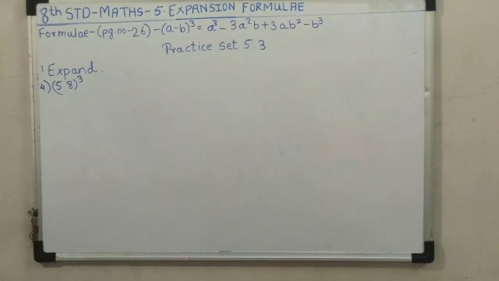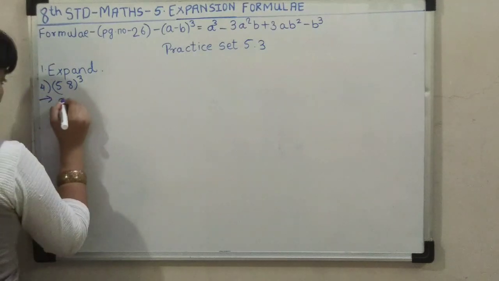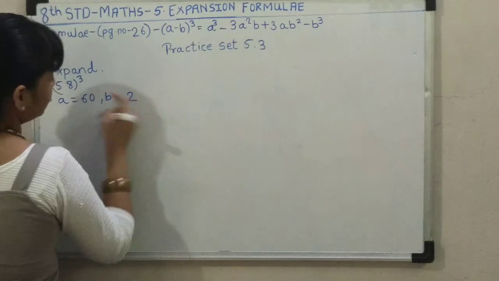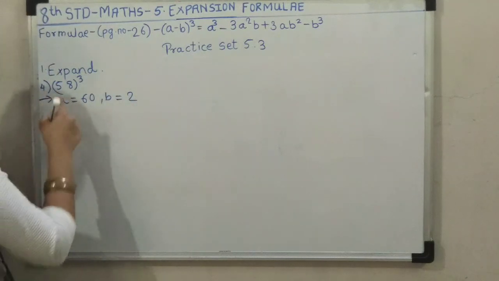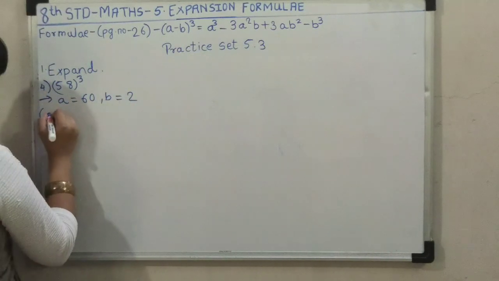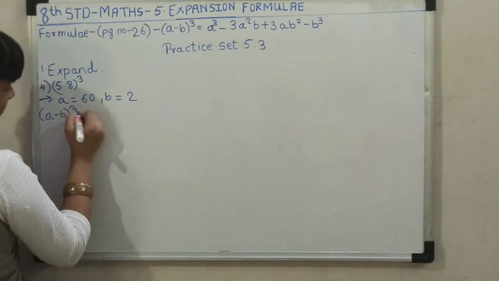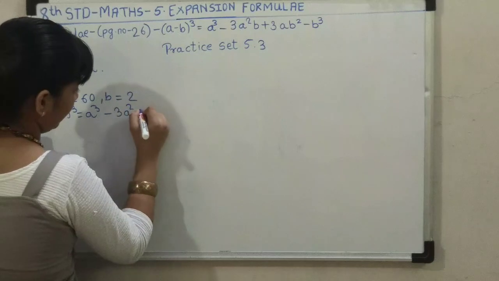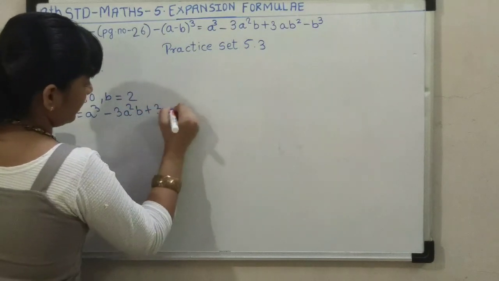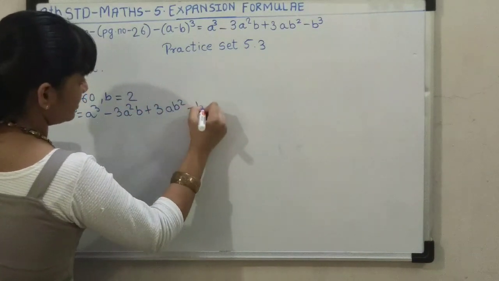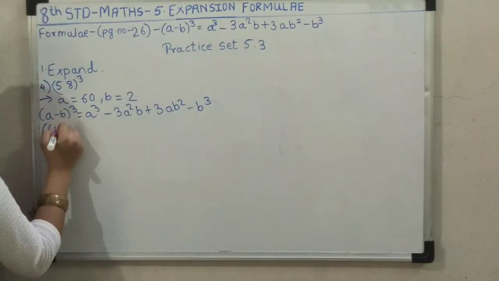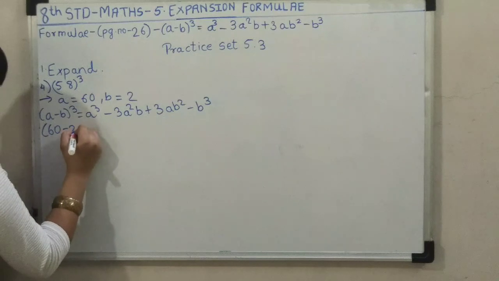Now fourth sum is 58's cube. So we will expand it. A will be 60 and b will be 2. So 60 minus 2 is 58. So here we will write the formula: (a minus b) cube is equal to a cube minus 3a square b plus 3ab square minus b cube. So here a is 60 and b is 2.